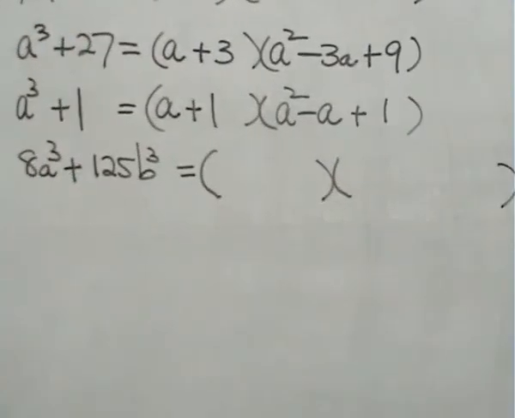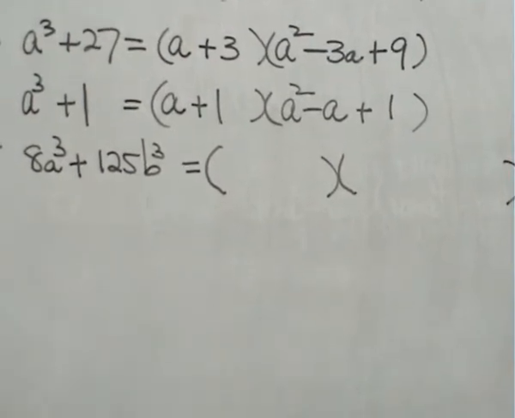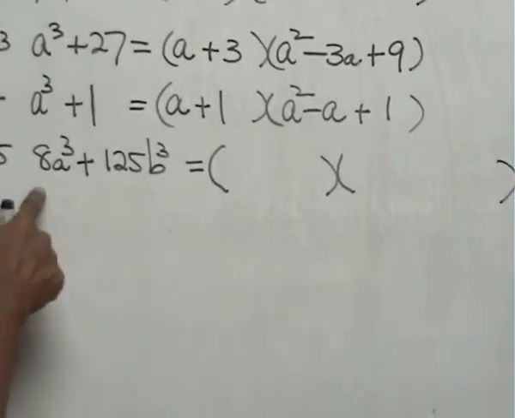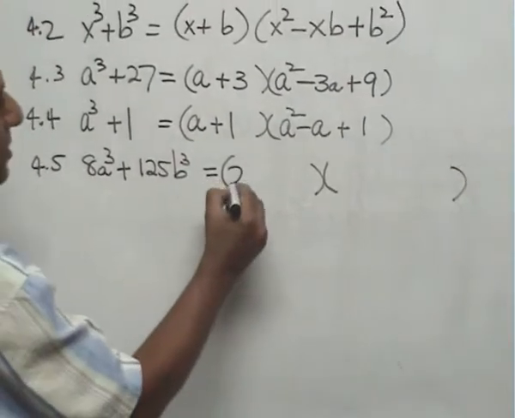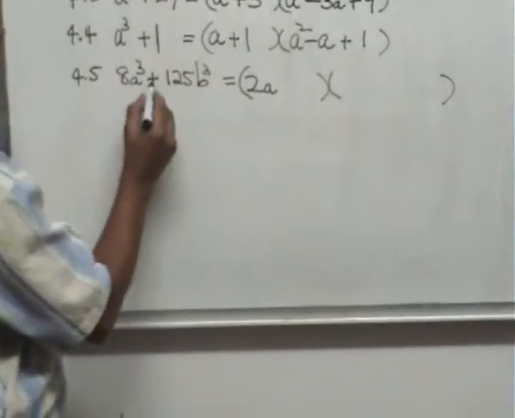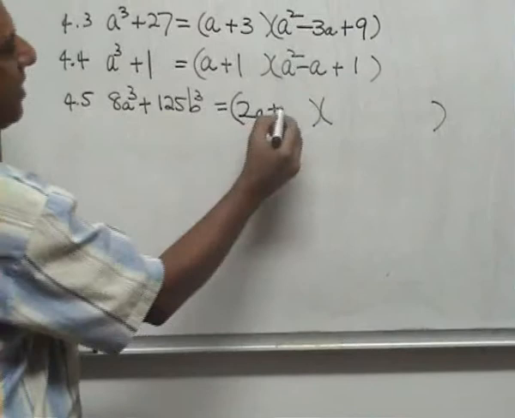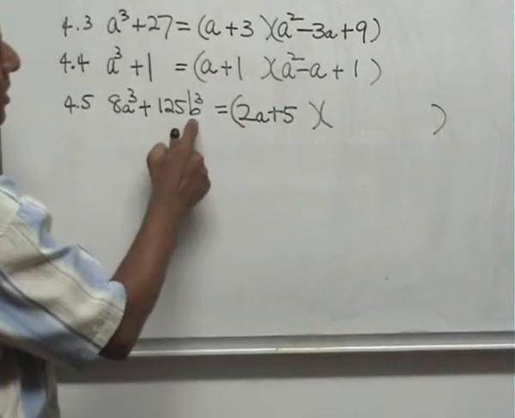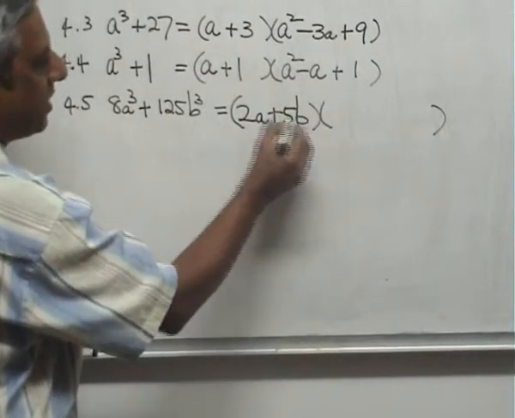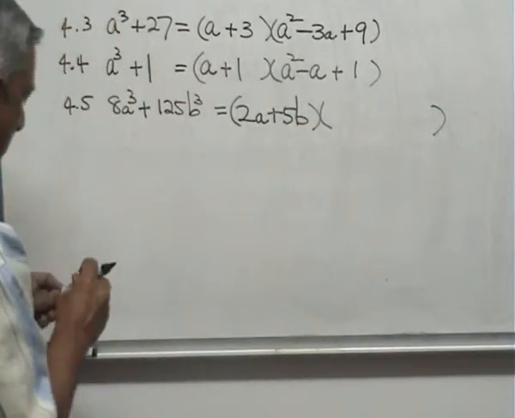Right, we will do this slowly. So, the cube root of 8 is 2. Cube root of a cubed is a. If this is plus, then that will be plus. Cube root of 125 is 5. Cube root of b cubed is b. Once we got this, it will help us to get that.